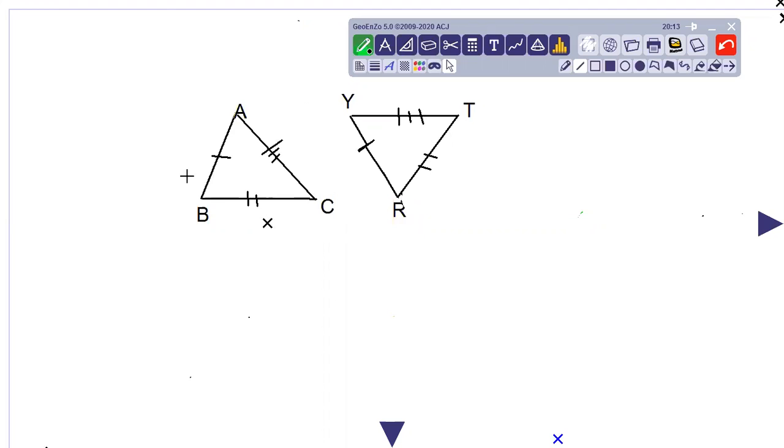Okay. For angle B, it is ABC anti-clockwise. As angle ABC, the measurement of angle ABC will be equal to, naming is like this, measurement of angle YRT. Similarly, angle C, anti-clockwise for the first triangle, will be measurement of angle BCA. For the second triangle, measurement of angle RTY. Everybody follow?